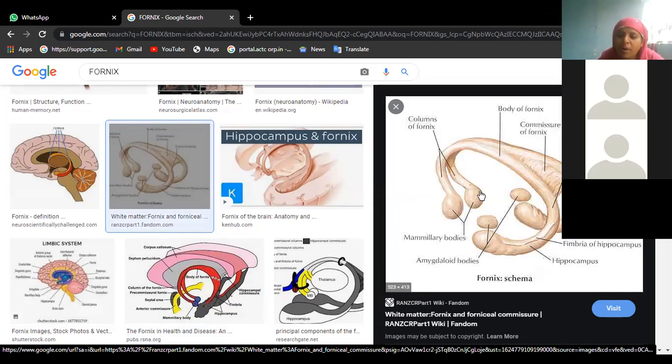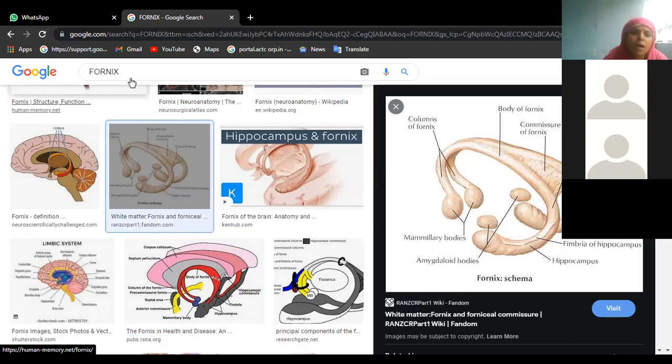The components of the fornix are the mammillary bodies. We have two columns. This is the body. We have commissural fibers connecting the two columns of the fornix at the level of the body. These are the two crurae. One crus is in continuation with the hippocampus, and they are in connection with the amygdaloid bodies. Okay, so this is the fornix.